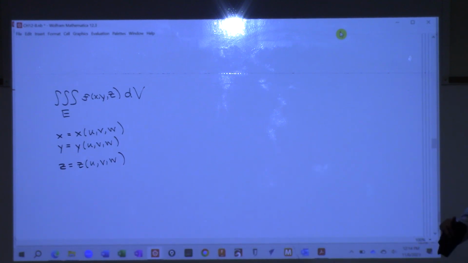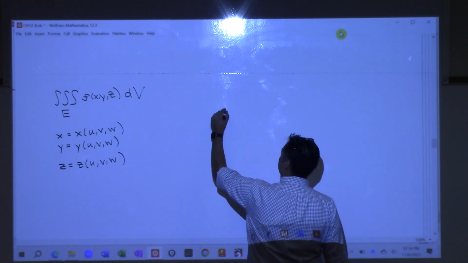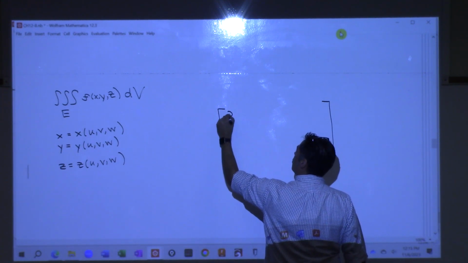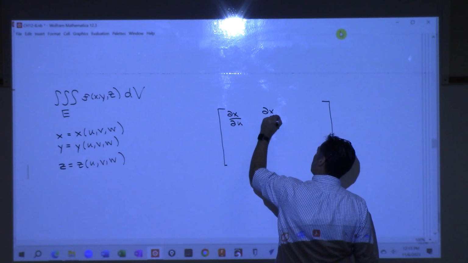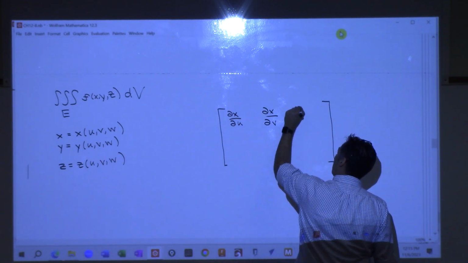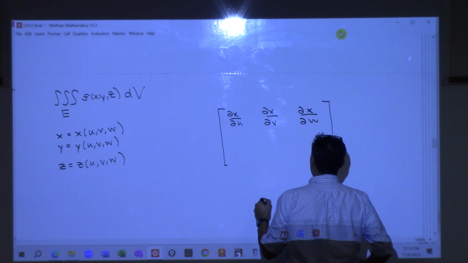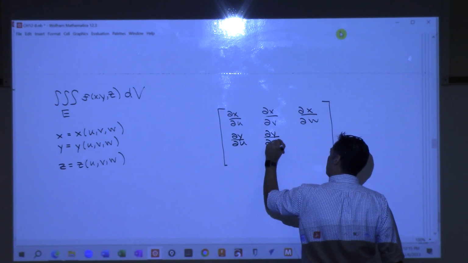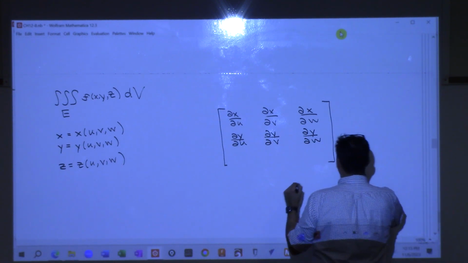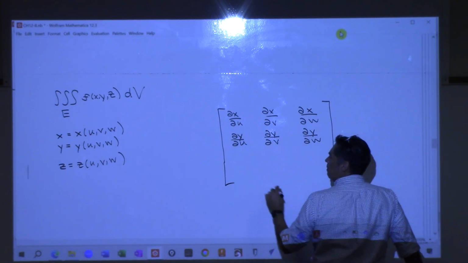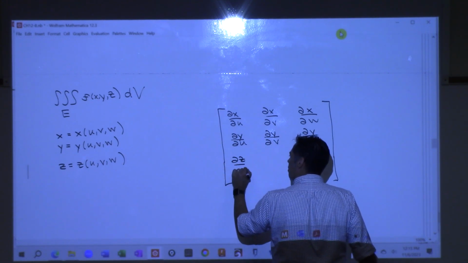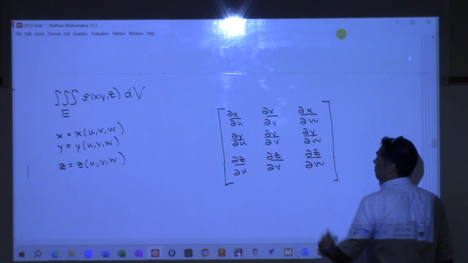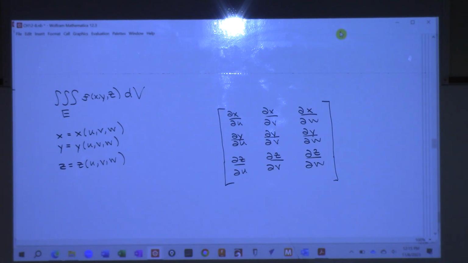Now I'm going to set up a matrix, right? And the matrix is going to be all the partials of first the x, right? So partial x with respect to u, partial x with respect to v, partial x with respect to w. Now, y. Partial y with respect to u, partial y with respect to v, partial y with respect to w. Didn't give myself enough room here. Finally, partial z with respect to u, partial z with respect to v, partial z with respect to w. So it's a matrix that is made up of all of the partials.